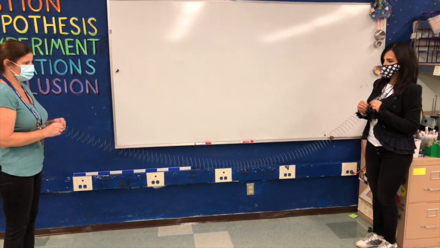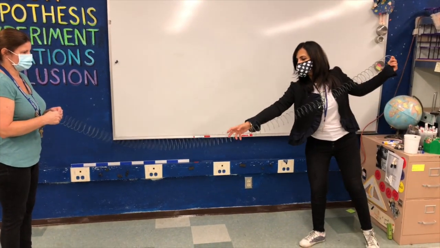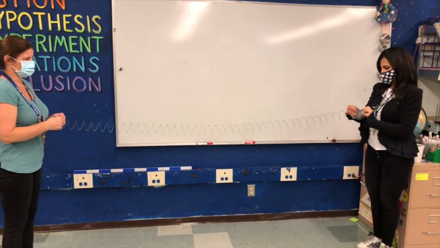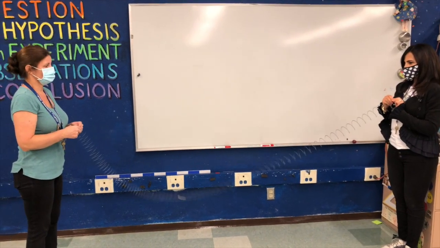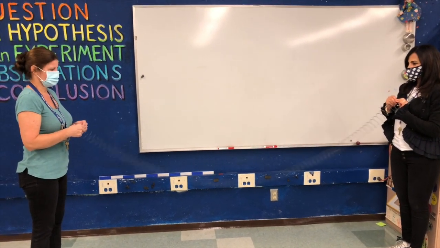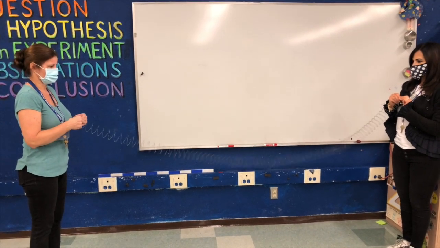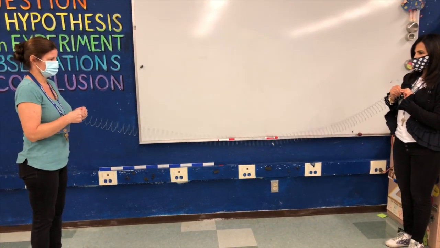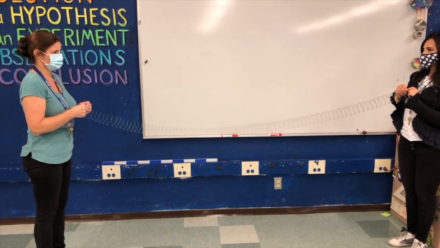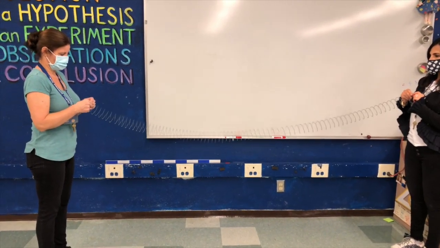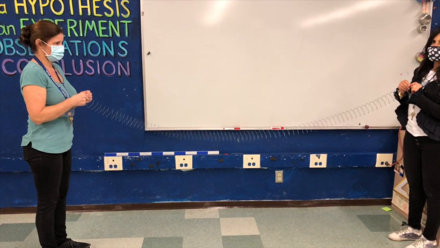And now Miss Sherry is going to reach forward. She's going to pull back on the slinky and let go. And there goes the wave traveling through the slinky. Notice that the slinky didn't go from her hand to Miss Ava's hand. The slinky is still in the same location, but the energy is carried to a new place.